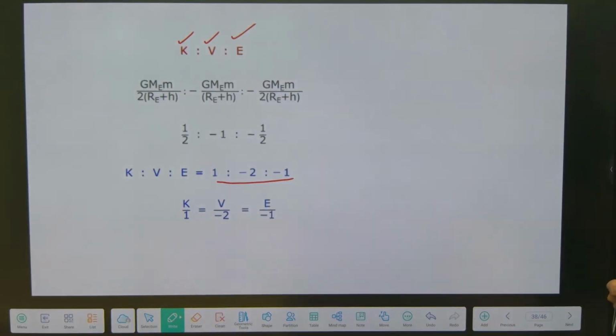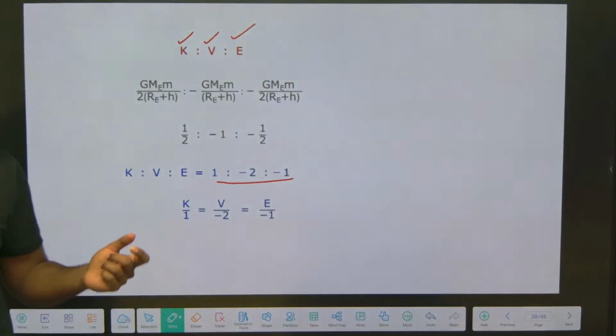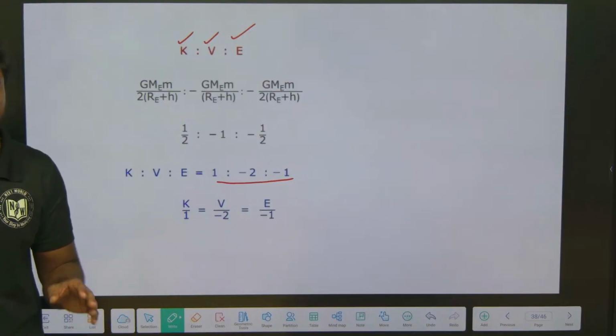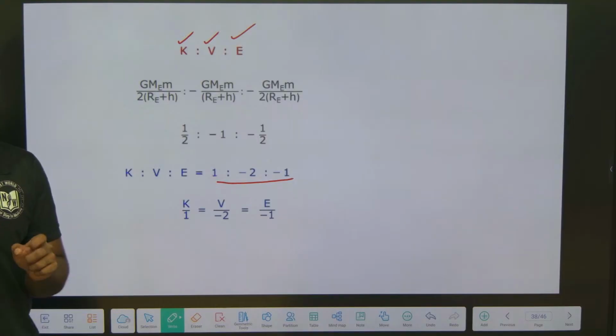1:2 minus 2:1. Right. So I hope you have got some idea about the gravitation, right? So we'll see some previous year IIT JAM questions.